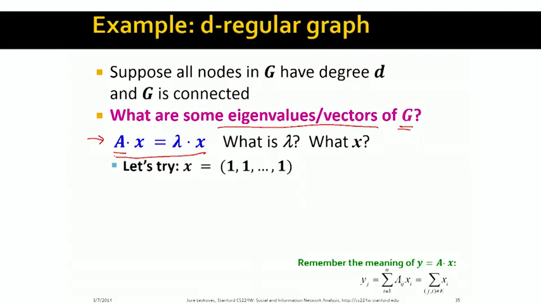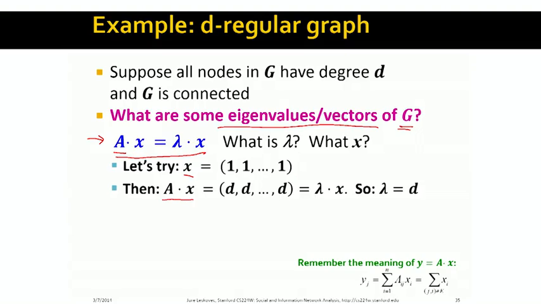So the question is, what is lambda, what is X? Let's, for example, try X equals all ones. Let's see whether a vector of all ones is an eigenvector of our adjacency matrix. What is A times X? A times X is simply, for every node, they ask what are the labels of my neighbors, and they sum up these labels. Since in our d-regular graph every node has exactly d neighbors, and all the neighbors have labels of 1, after every node sums the values of its neighbors, the value of that node is d. So A times X equals a vector where all entries have value d.